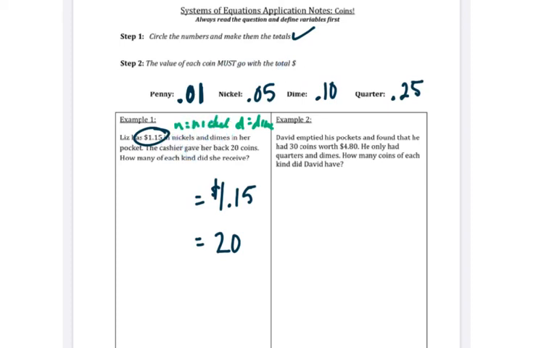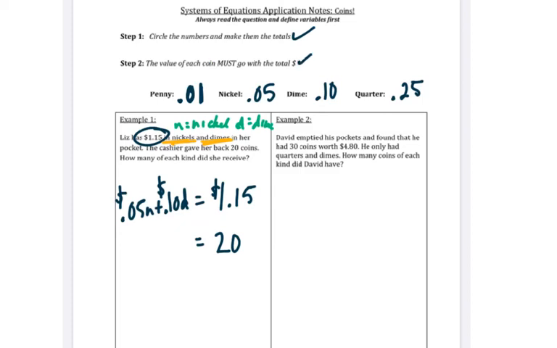So what is the value of a nickel? We said a nickel is 0.05. The value of a dime, we said, is 0.10. So again, it's money plus money equals total money, or decimal plus decimal equals the total decimal. These have to go together. Don't forget your N and your D. If you forget your letters, it's not going to work. So the value of the money must go with the total amount of money.